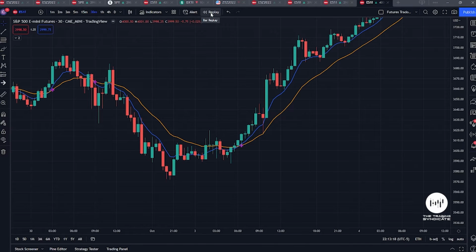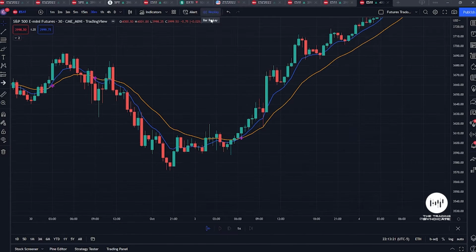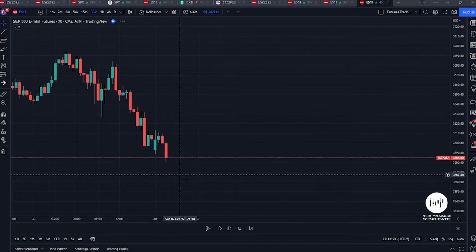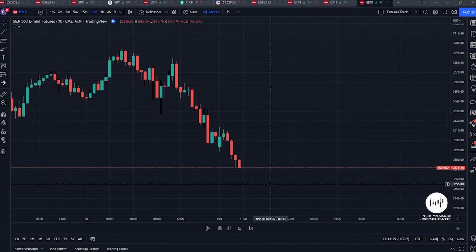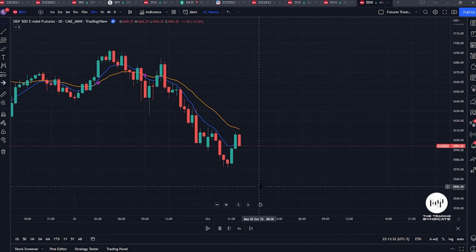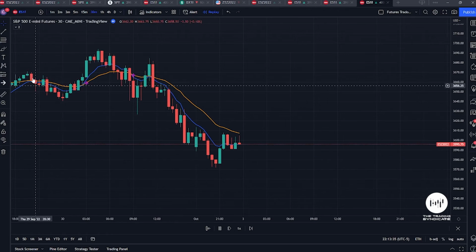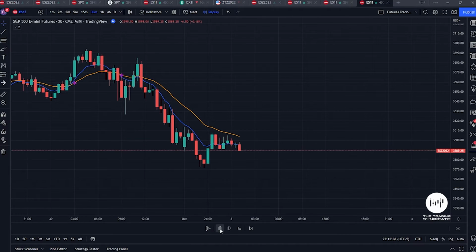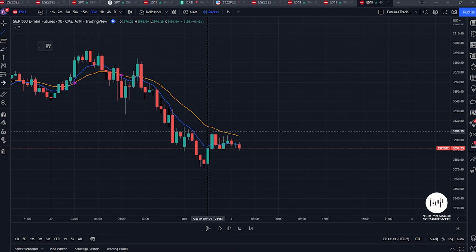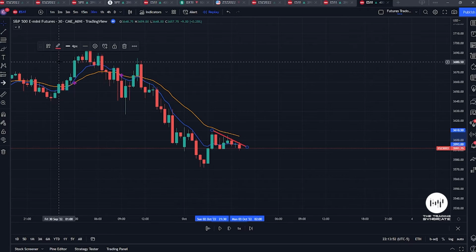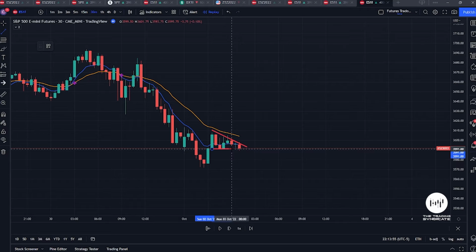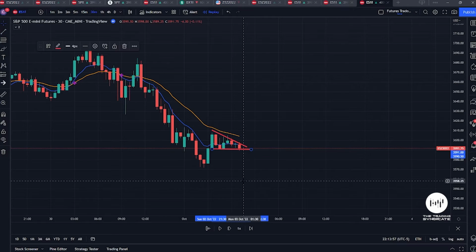If we use our replay function, we can see this form in real time. The price is trying to break the resistance of the 8 EMA and forming a bull flag pattern in the process of doing so.